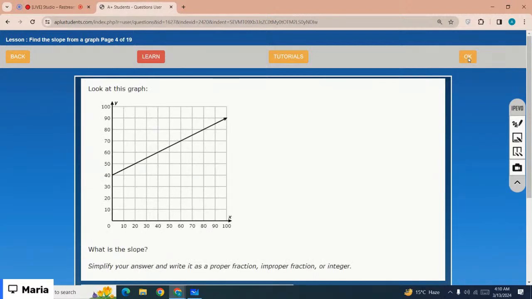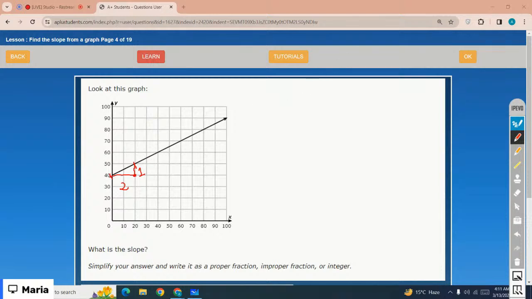Okay, the next one is: look at this graph. Just select any 2 points on the graph. This is the first one and this is the second one. Make a triangle like this by extending these lines. The vertical distance is the change in y, 1, and the horizontal distance is the change in x, that is 2.